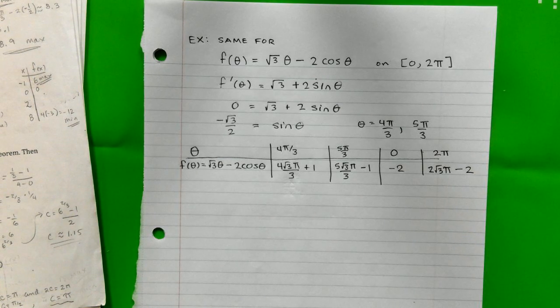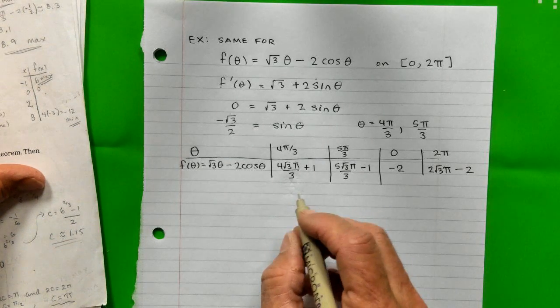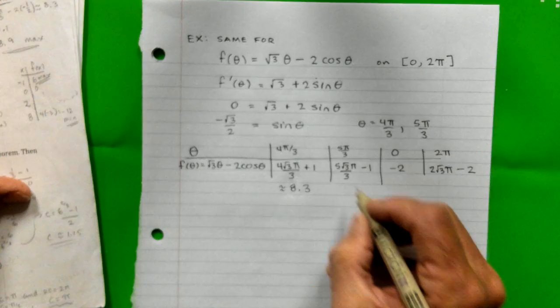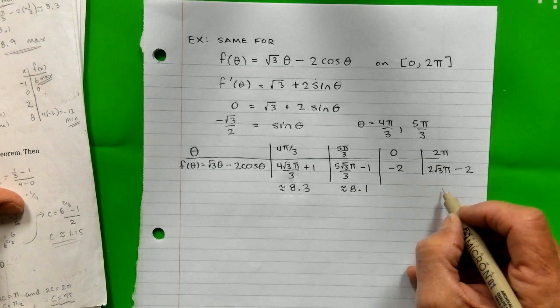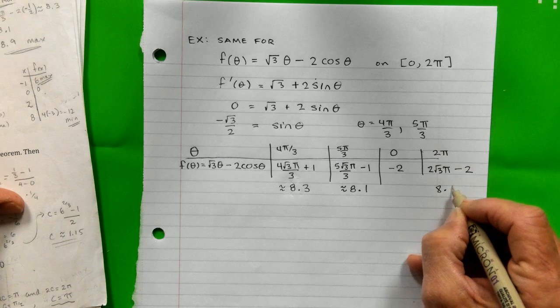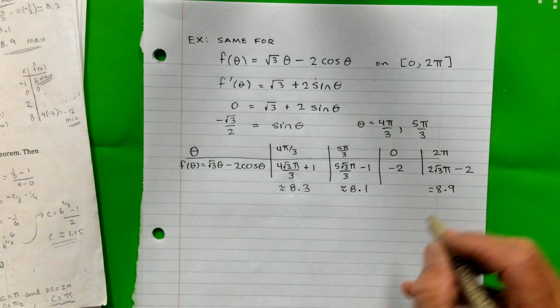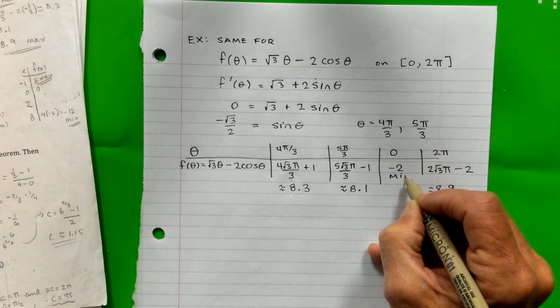And here are the numbers that we need to get off the calculator, and let's see if I did those. At 4 pi over 3, this is roughly equal to 8.3. At 5 pi over 3, this is roughly equal to 8.1. And then at 2 pi, this is 8.9. So they're all real close in value, but the 8.9 is the largest, and we only have one negative number, so that's clearly the min. So 8.9 is our max, and negative 2 is the min.